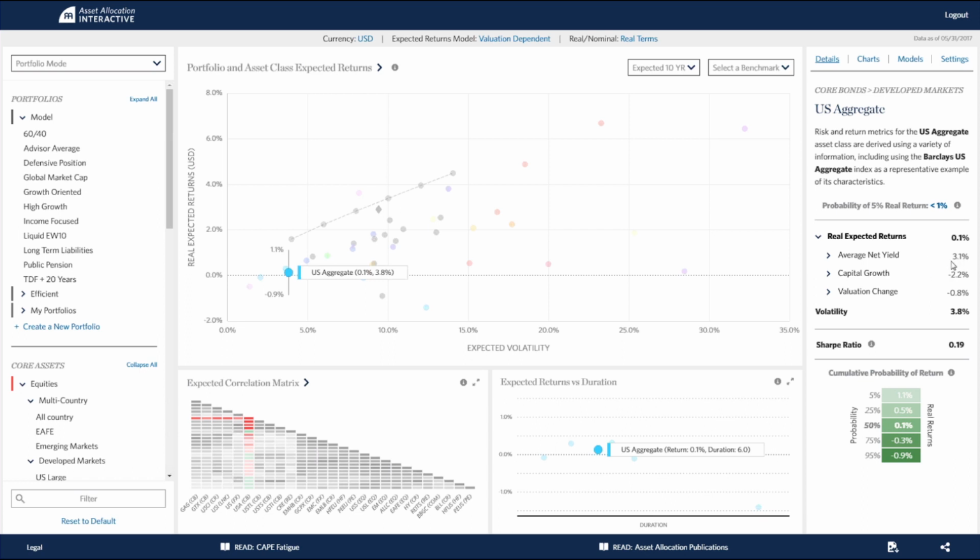We can see we get 3.1% nominal yield from the index. Because we're looking at real returns, we're going to net out our expectation for inflation over the next 10 years, which is 2.2%. And then we lose an additional 80 basis points from rising yields, the expected movement in the yield curve from its current location to its forecasted location.